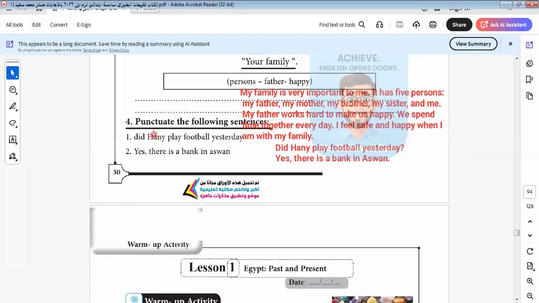Let's go to the next question, which is punctuate. We must take care when we do this question, and as we told you before, we underline the letters that must be corrected. Here we have did. Can I write did like this? No. Why? Because did must be written with a capital letter, like this: Did Hani play football? And we must add a question mark here. Yes, there is a pig in Aswan. Aswan must be written in what? In a capital letter. So I underline the A to correct it.